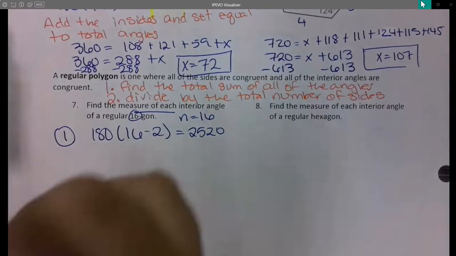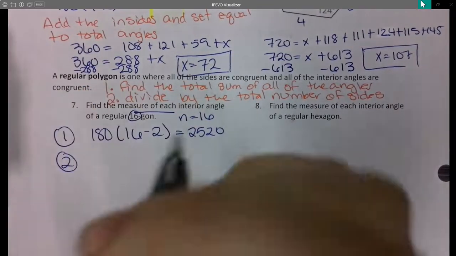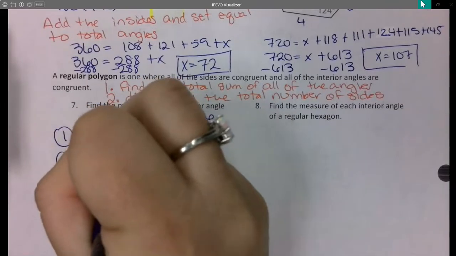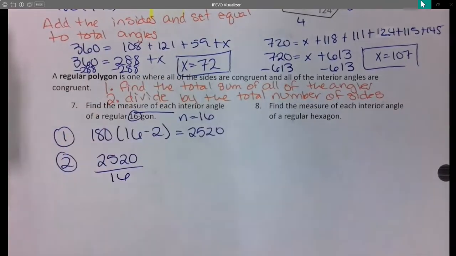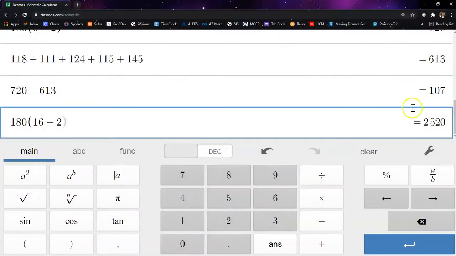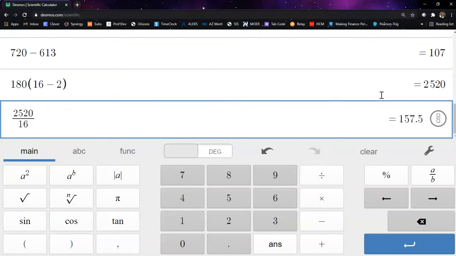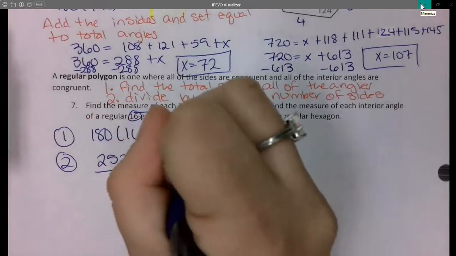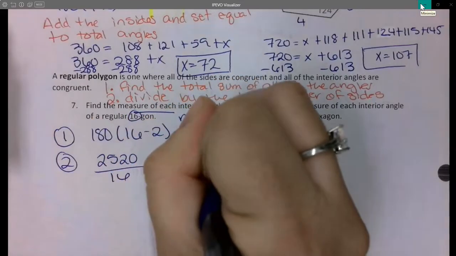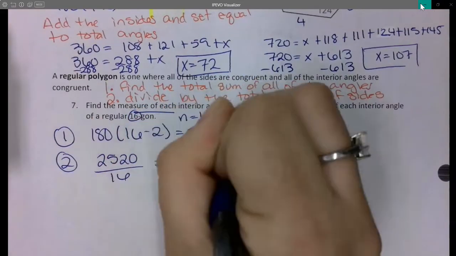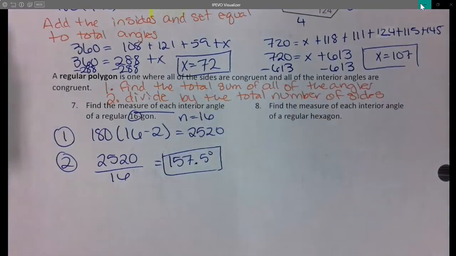Then the second thing I want to do is take that and divide by the total number of sides. So I'm going to do the 2520, and this had 16 sides, so I'm going to divide it by 16, which gives me 157.5. So this means each of those angles on that regular polygon is going to have a measure of 157.5 degrees.